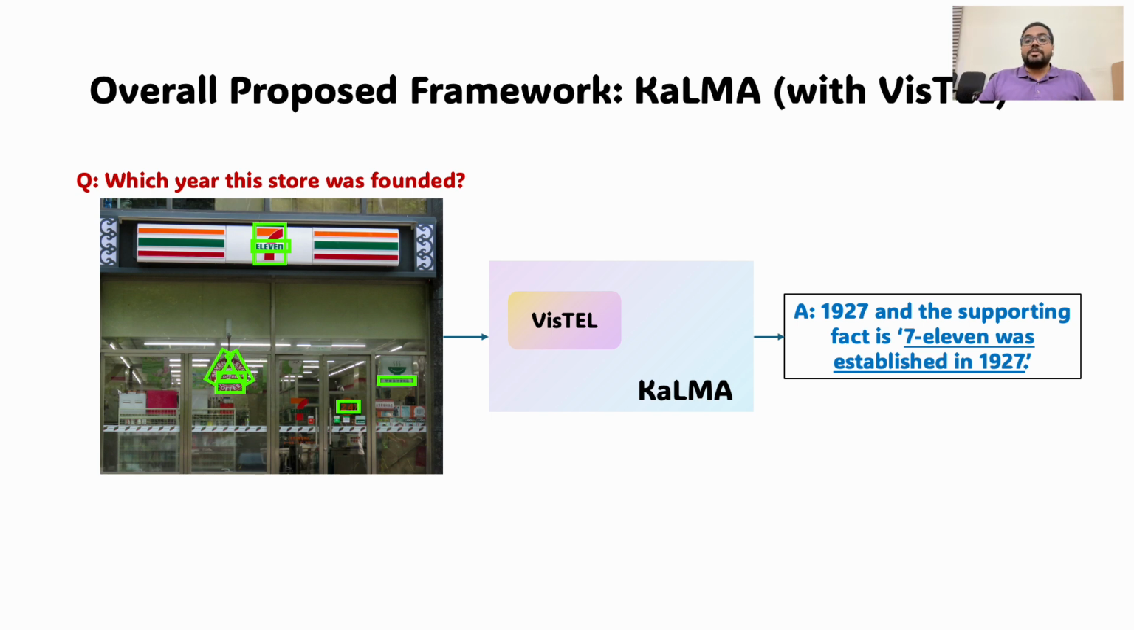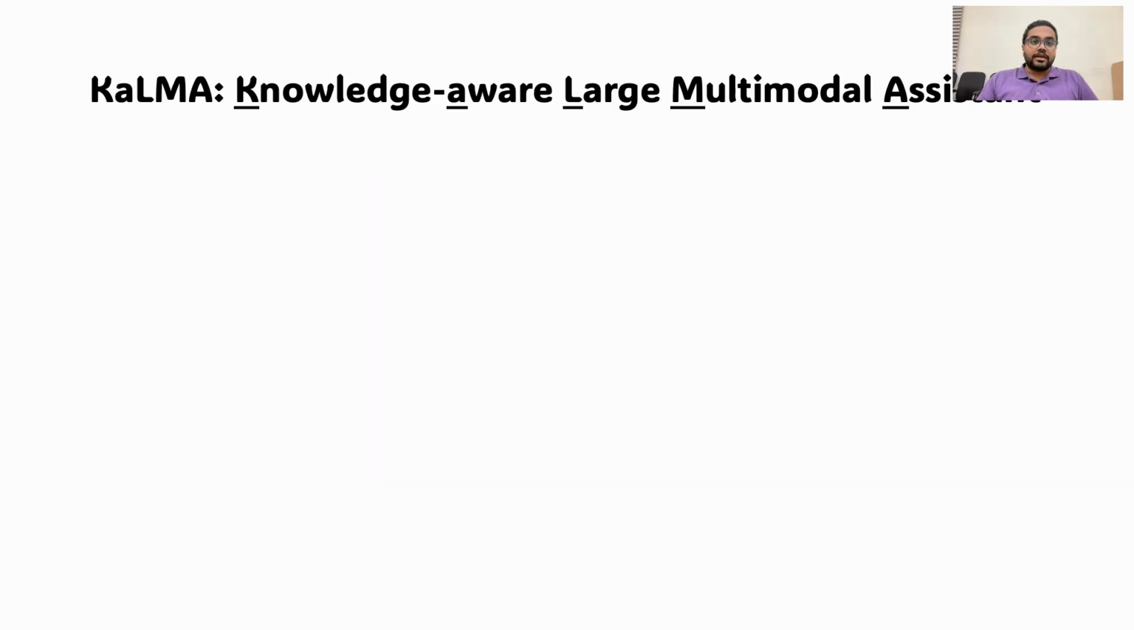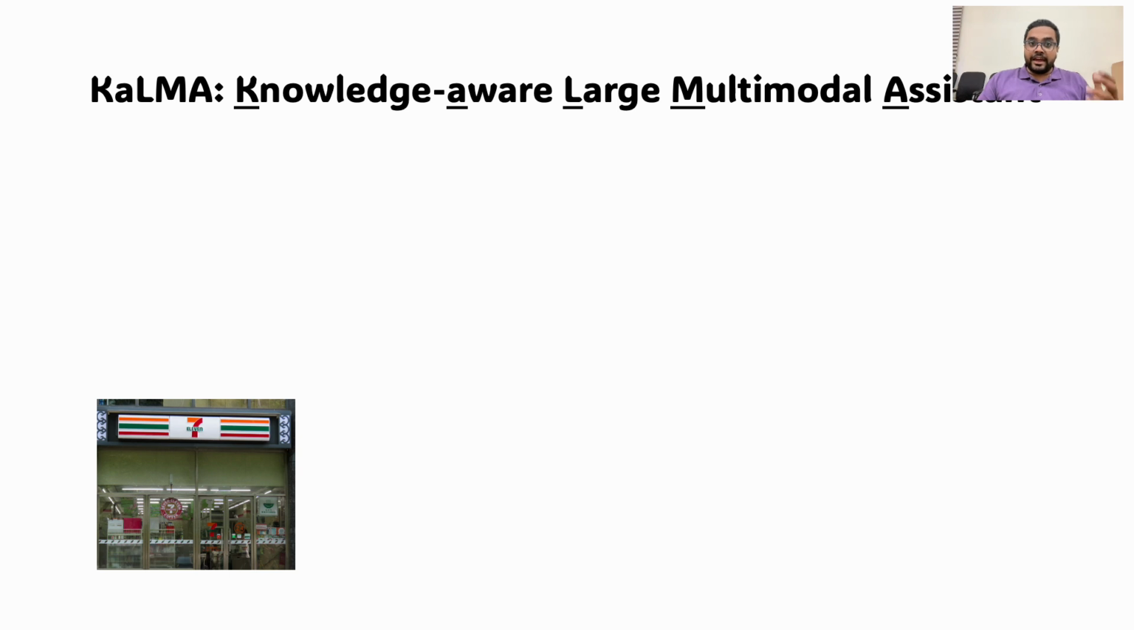So knowledge aware large multimodal assistant, which leverages the entity linking capabilities of VisTEL to perform knowledge reasoning and generate accurate answers to the questions from TextKVQA. So here is a more detailed working of our KaLMA. So given a knowledge intensive question or an image, right? KaLMA first invokes VisTEL, right? To link the visual text entity present in the image.